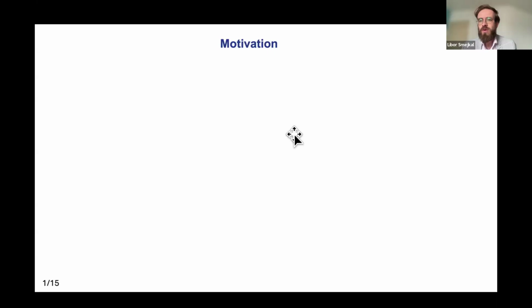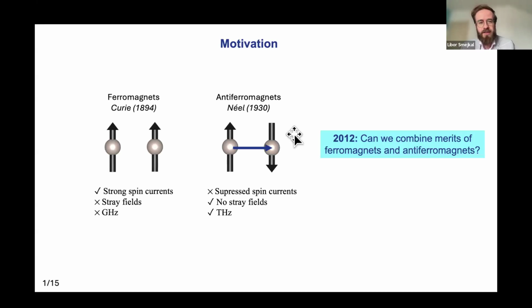So with this, I would like to come to the motivation and take-home message from my talk. As you have seen already in the previous talks, for the last 100 years, we were dividing magnetically ordered phases of matter into ferromagnetic and antiferromagnetic. And we know that they have somehow complementary advantages. For instance, ferromagnets have strong spin currents. However, at the same time, they are constrained by the net magnetization to have stray fields and gigahertz switching dynamics. That motivated the field of antiferromagnetic spintronics, which tried to look into the advantages of antiferromagnets, which are no stray fields and much faster terahertz dynamics.